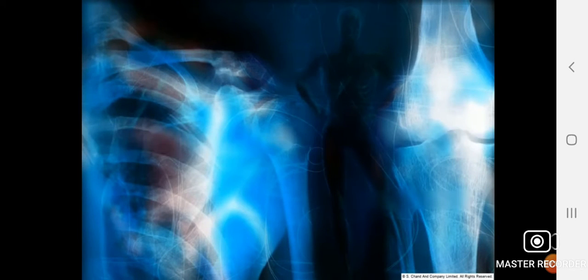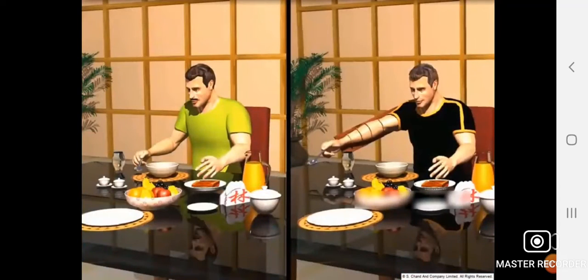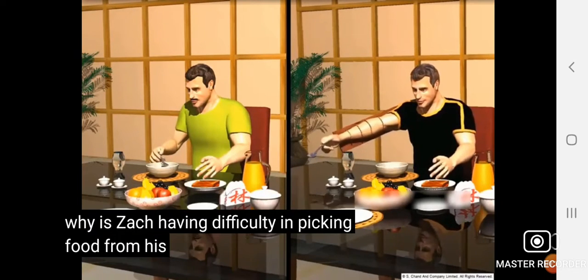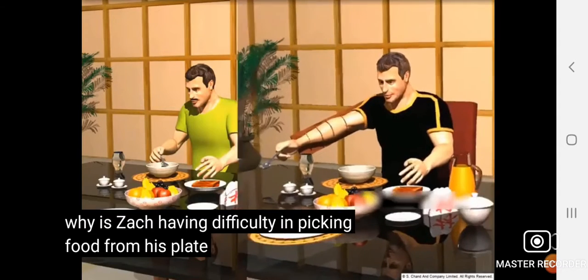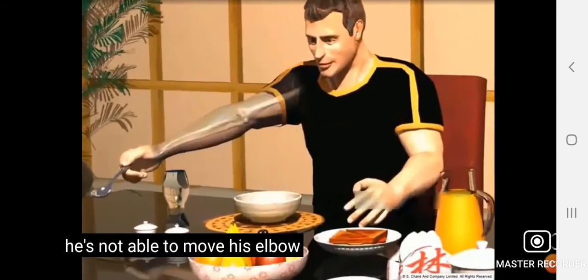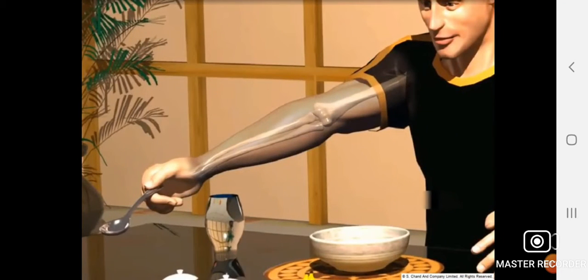Today I will start chapter number 3, skeletal and muscular system. Joints. What is joints? Look at the picture ahead. Why is Jack having difficulty in picking food from his plate? He is not able to move his elbow. Why?